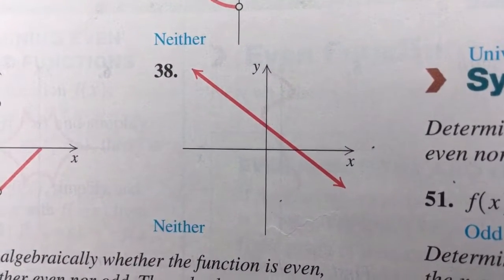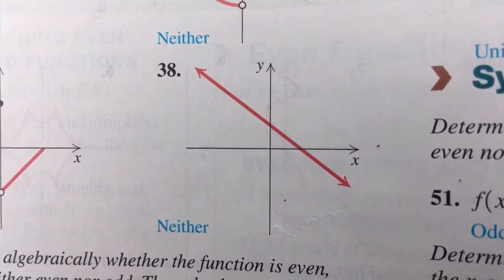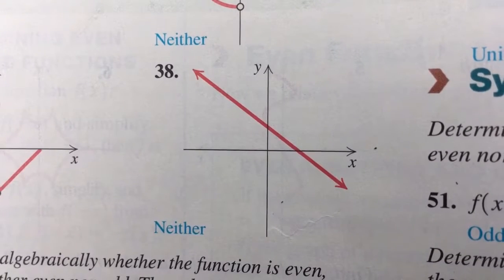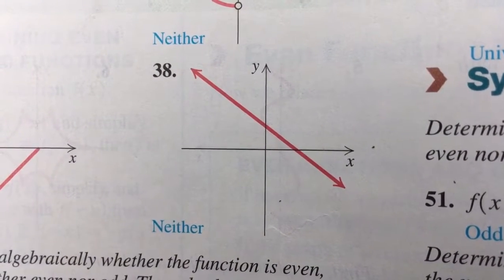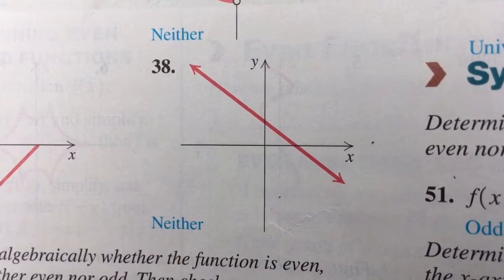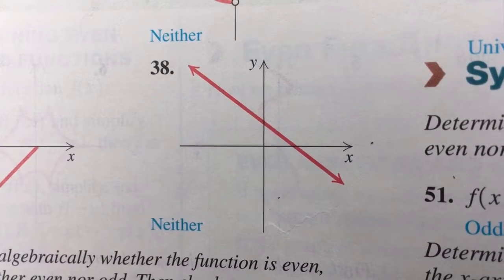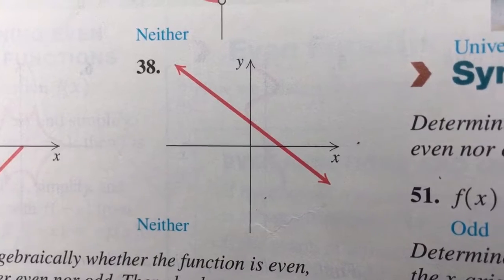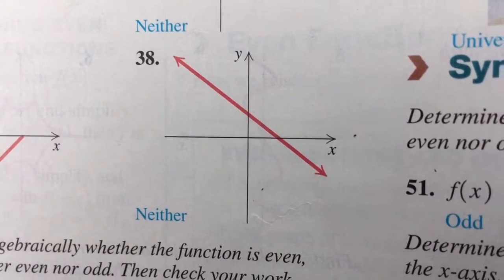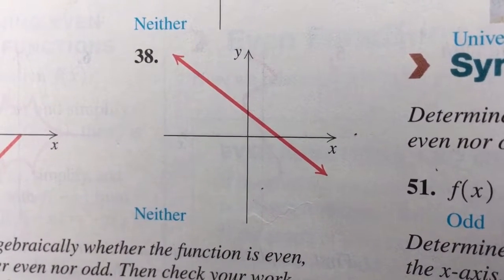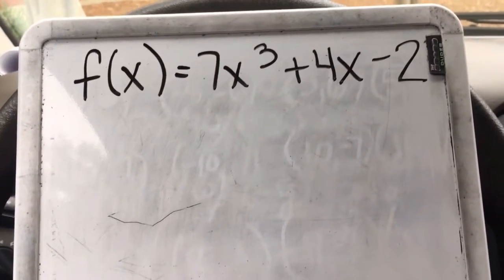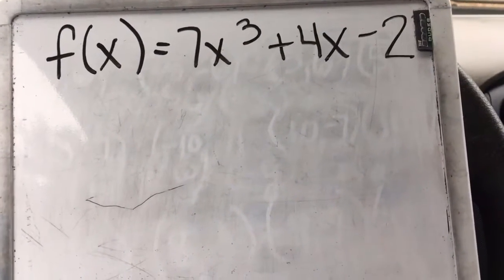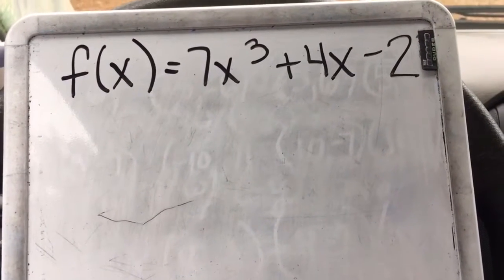And this one does not go through the origin at all. Remember, the odd must be symmetric about the origin, and the even must be symmetric about the y-axis, and this one is obviously neither. Okay, so we're going to do just a few more, and we're going to close this video down. Okay, so this one is one we're going to evaluate for even, odd, or neither.